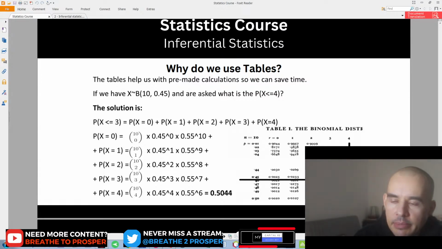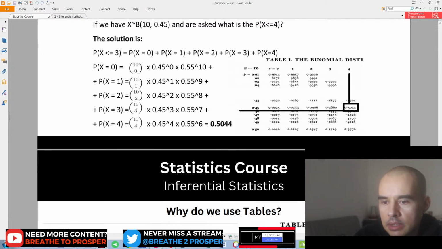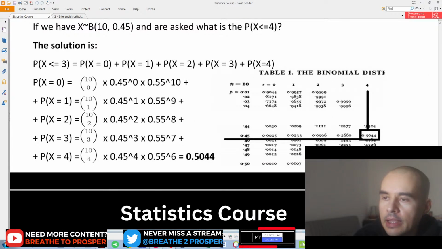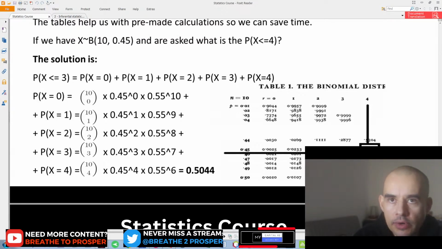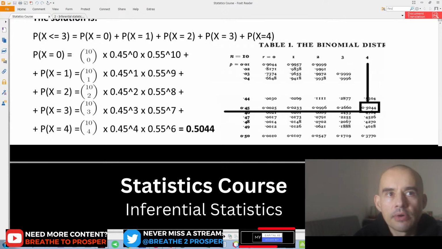Notice here, I have the binomial distribution table, which I'll make a little larger for you to see. When the probability is 0.45, n equals 10, which is our case, and x equals 4, we want to know the probability of x being less than or equal to 4. Notice how the calculation is already done. It's 0.5044, the exact same number that I calculated here for you. This is the power of tables, because the calculation is already done.